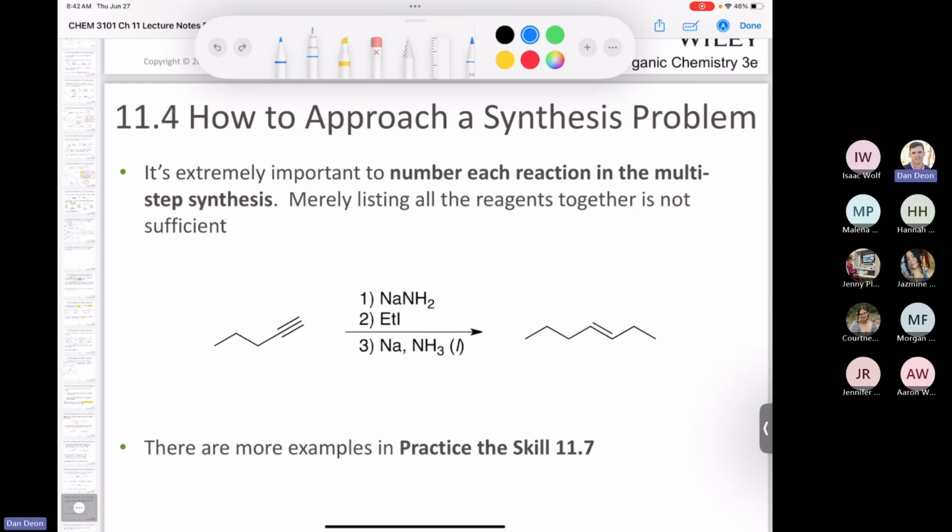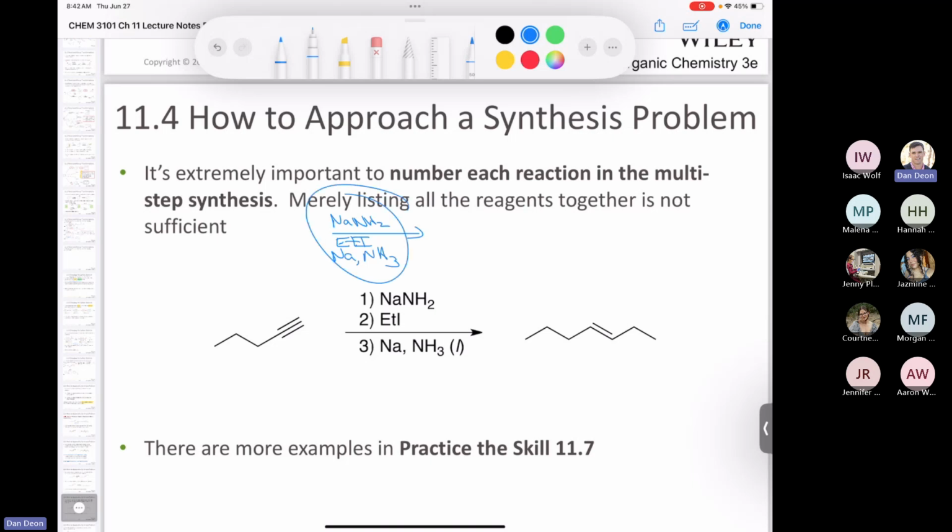Another thing, and this is something that I don't see a big problem with by the time we get to the end of this class, but let's say you're taking 3111 with me in the fall and we're writing a paper quiz or something. One thing you don't want to forget to do is you never want to just put your reaction arrow and then just say, okay, well, first step is sodium amide and then ethyl iodide, and then I'll do the reduction with sodium and ammonia, right?